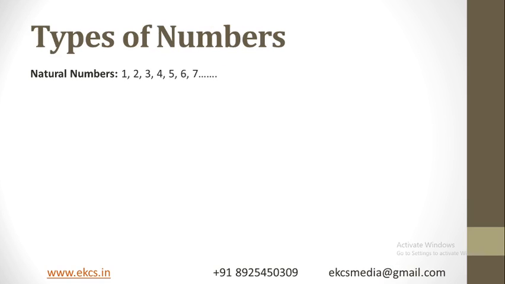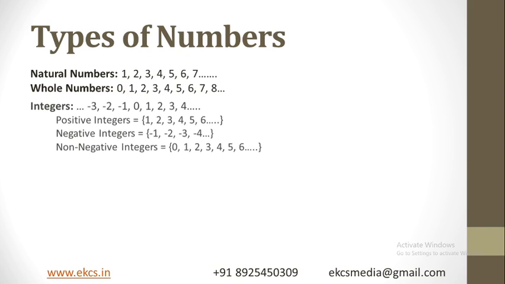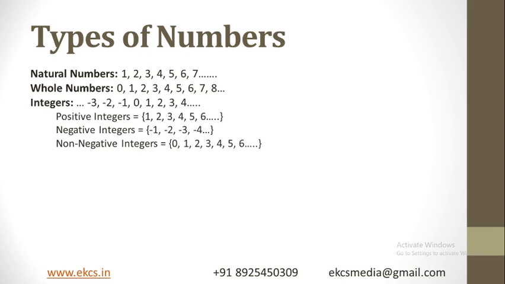Types of numbers. Natural numbers are 1, 2, 3, 4, 5, 6, 7, etc. Whole numbers include 0. Integers are 0, 1, 2, 3, 4, etc. and minus 1, minus 2, minus 3, etc. These can be classified as positive integers, which are 1, 2, 3, 4, 5, 6; negative integers, minus 1, minus 2, minus 3, minus 4; and non-negative integers, 0, 1, 2, 3, 4, 5, 6, etc.